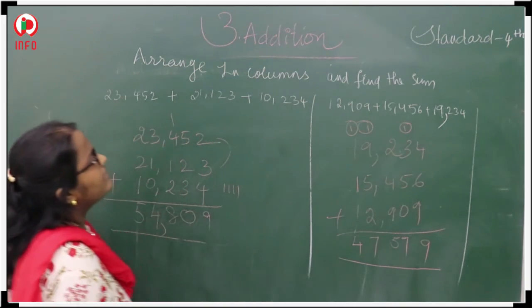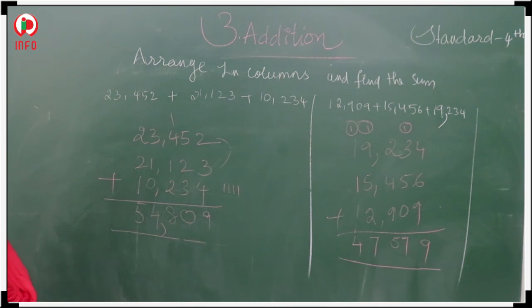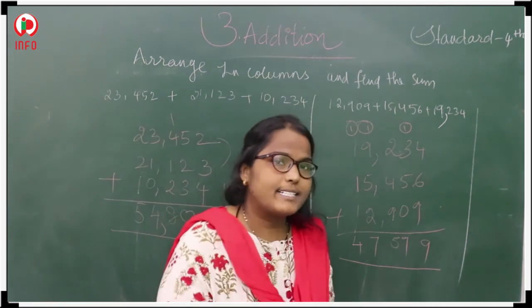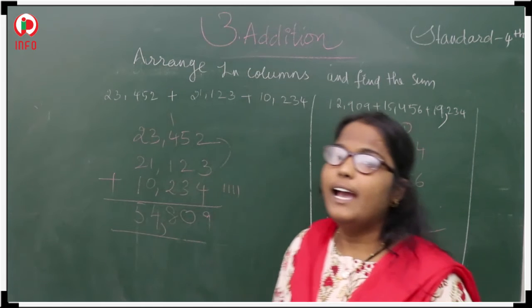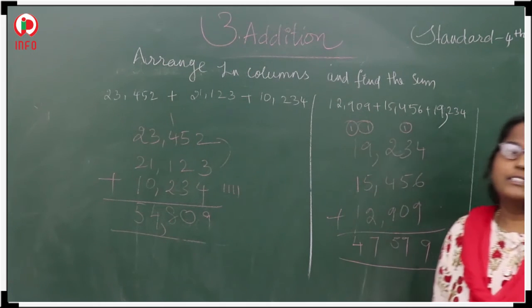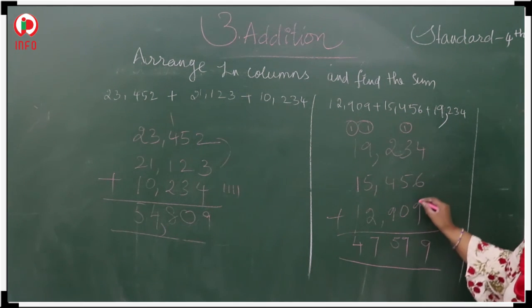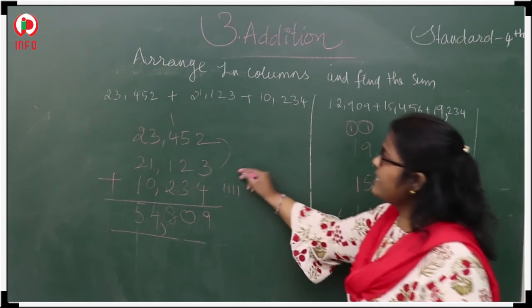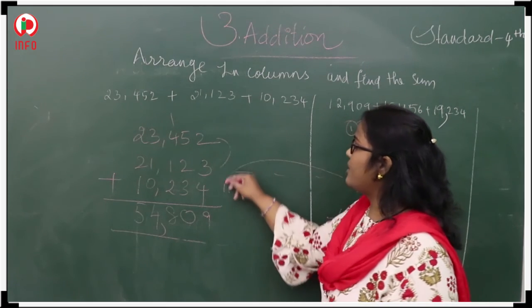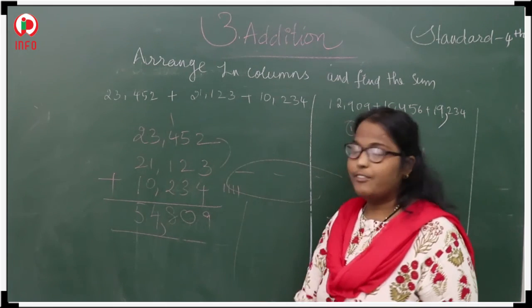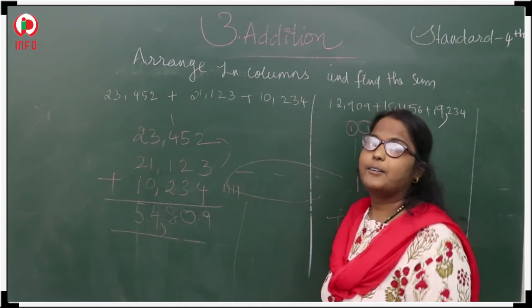Okay, so this way we can have here one more thing. Here it is having two ways. Here we are having with regrouping, and here we are having without regrouping. So this is arranged in columns and find the sum. First we need to arrange in the columns. Yes or no? If it is like this, we call it rows. If it is like this, we call it columns. Okay?